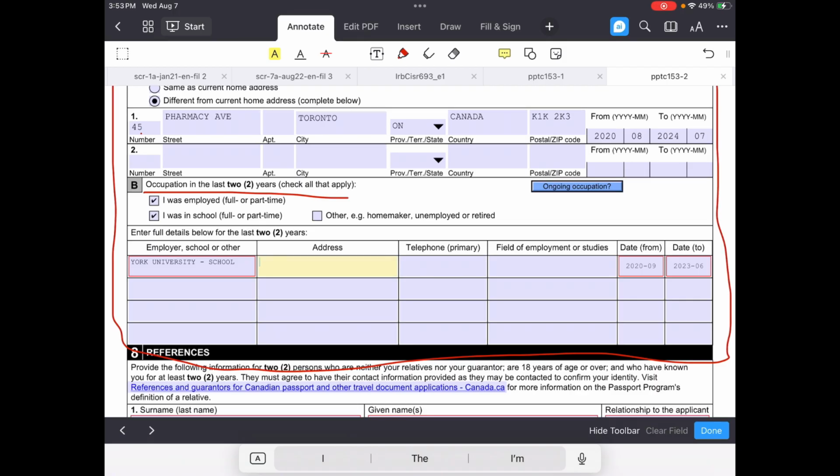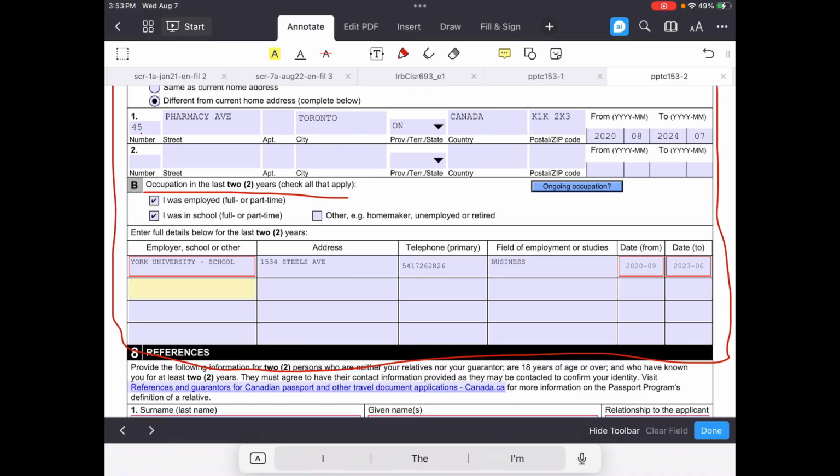Then I have to include the address for York University. We're gonna say 1534 Sills Avenue. Then the telephone number for York University, you're just gonna come up with something. Let's say this is the telephone number. And then field of study, we're just gonna say, I don't know, business.